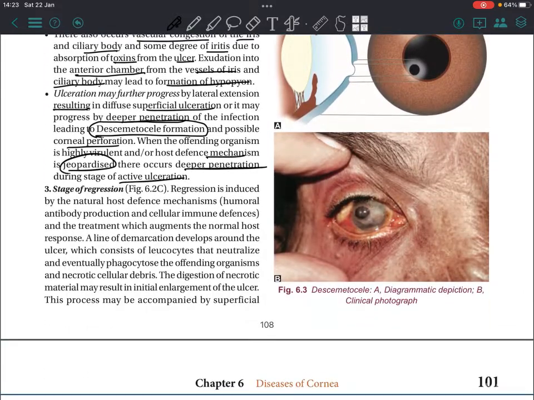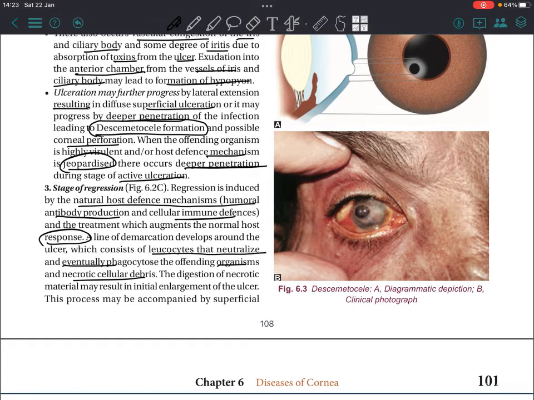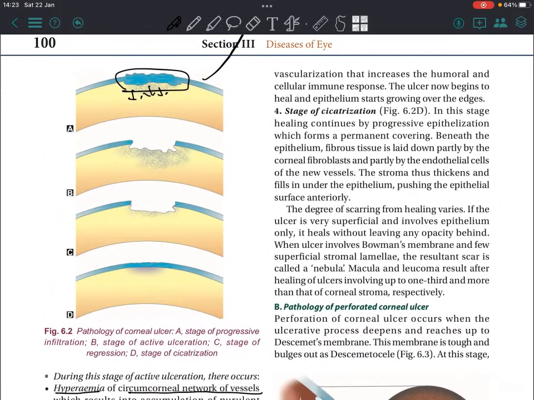Active ulceration stage. Stage of regression. Regression is induced by natural host defense mechanisms: humoral antibody protection and cell-mediated responses. The treatment augments the normal host response. A line of demarcation develops around the ulcer, consisting of leukocytes that neutralize and eventually phagocytose the offending organism and necrotic cellular debris. The digestion of necrotic material may result in initial enlargement of the ulcer. This process may be accompanied by superficial vascularization that increases the humoral and cellular immune response.